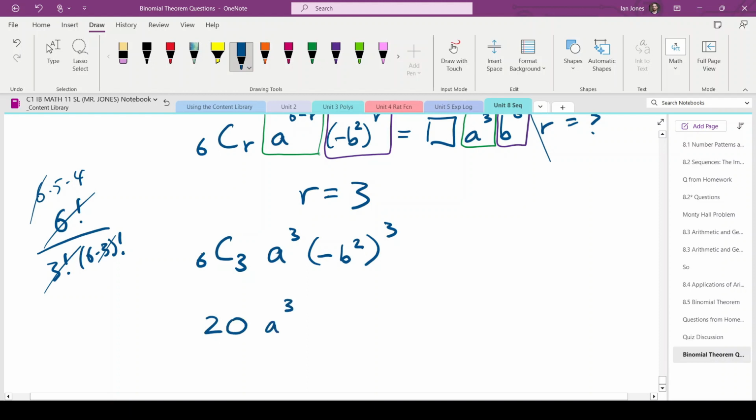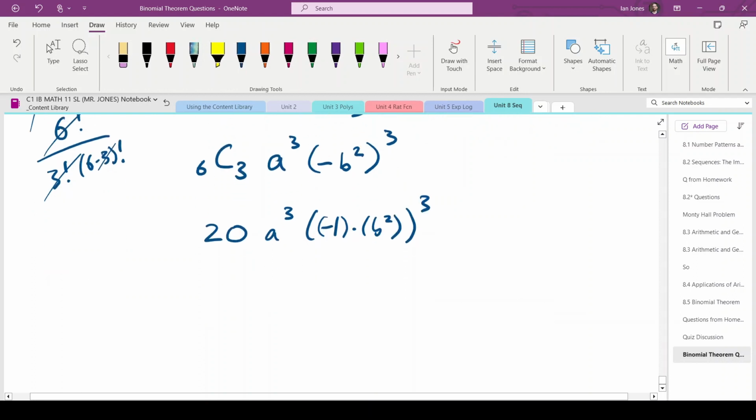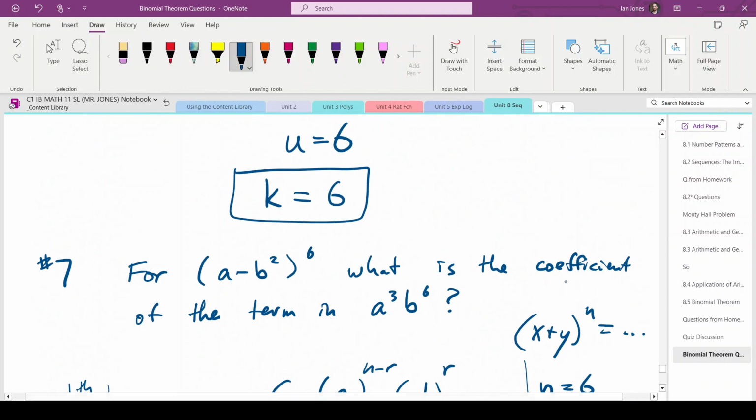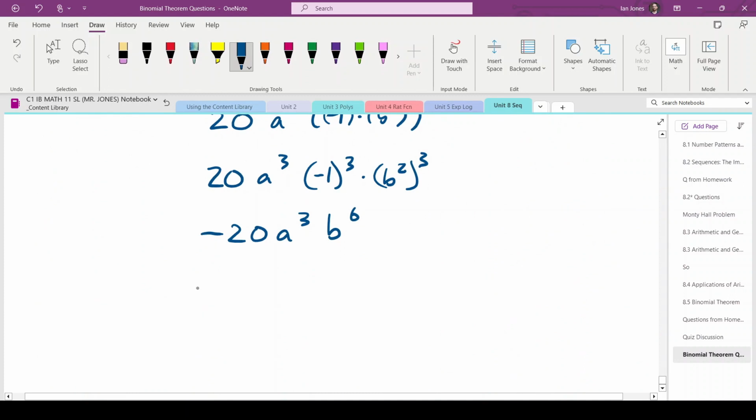This is going to be negative, but if you really want to see it in a pedantic way, I might write it this way just to show very clearly that this is a negative 1 cubed times a b squared cubed. So I have negative 20 a cubed b to the 6, which answers the question. They said, what is the coefficient of the term in a cubed b to the 6? Well, it's going to be negative 20. The coefficient is negative 20.